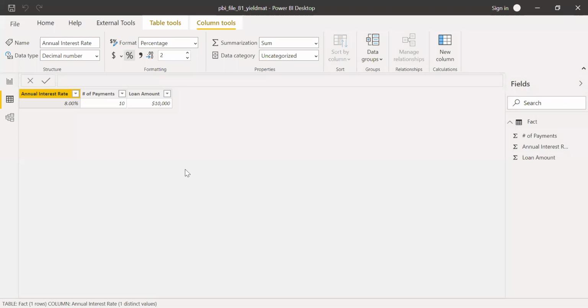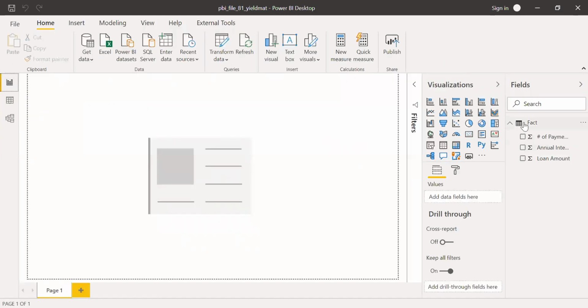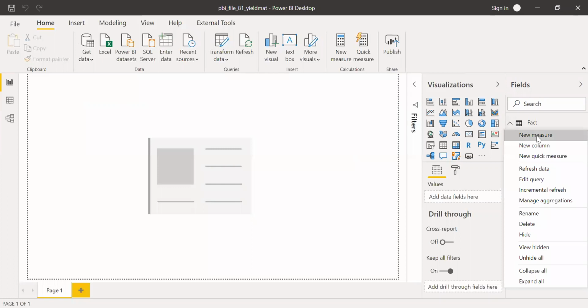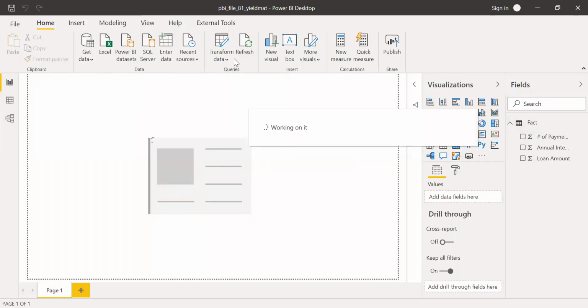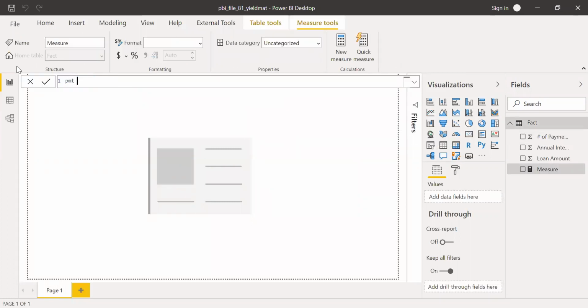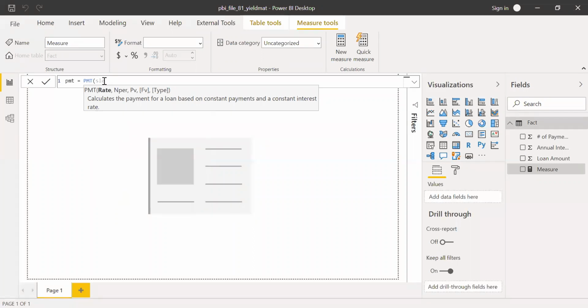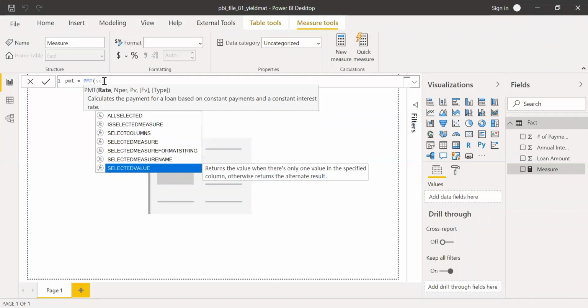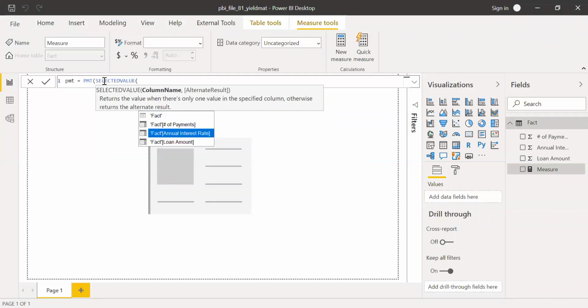So here I have the same data. So I have the interest rate, the number of payments, and the loan amount. With the help of this information, let's try to calculate the PMT function or payment. So let me click on the table here and select new measure. I'll call this PMT equal to function name is PMT, and again it takes 5 parameters. So the first parameter argument is rate, and we have it here, annual interest rate.